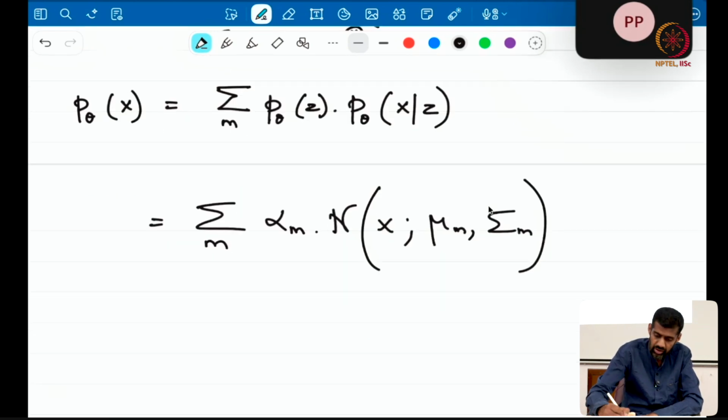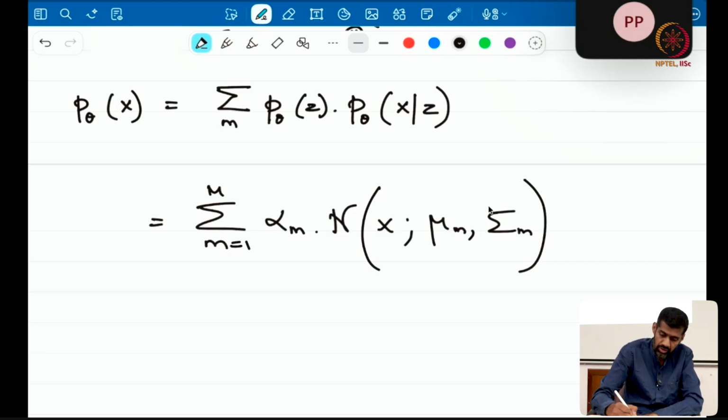You can write this to be capital 1 to M. We have this discrete random variable Z, which can now take one out of capital M values with probabilities alpha 1 to alpha M. So, that is the model, right.